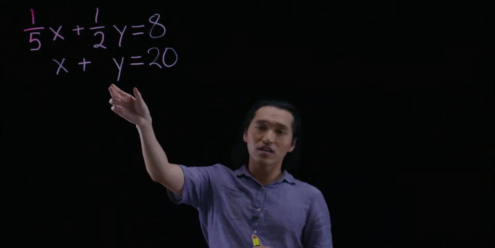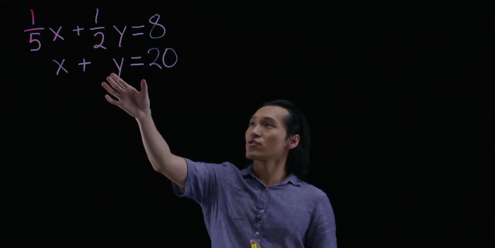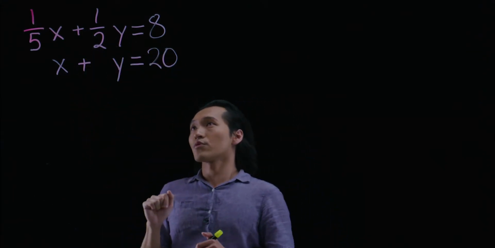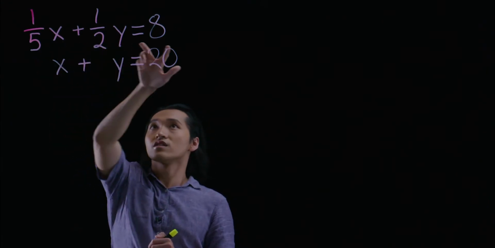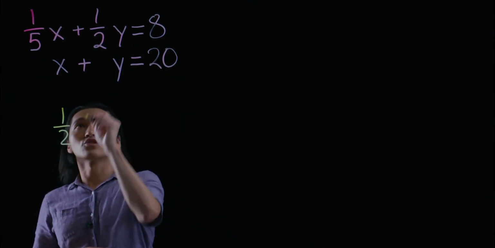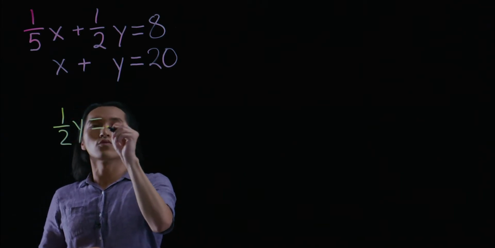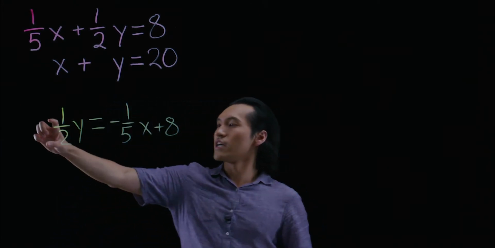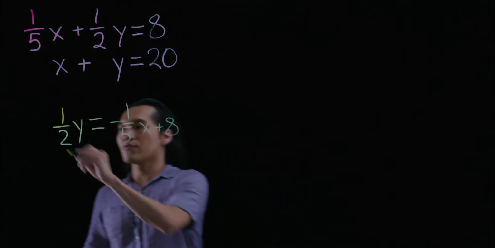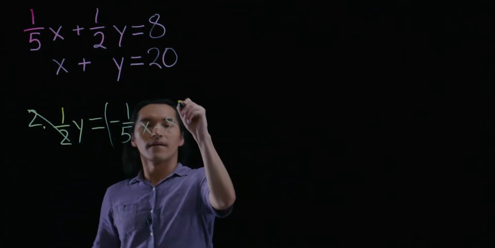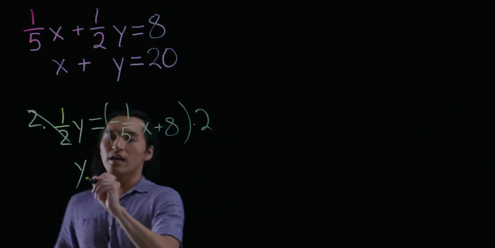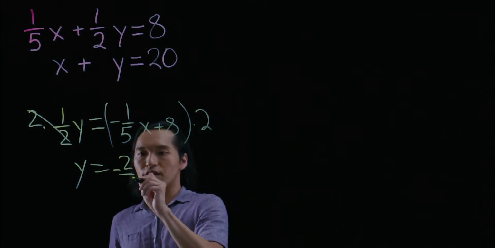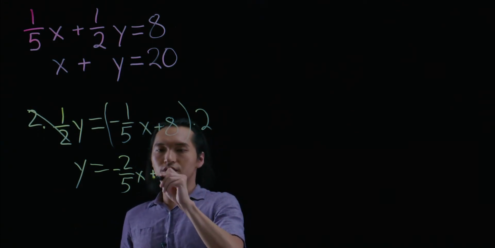So let's do it for the y's, because later on I want to graph these. So let's isolate the y's so that also puts it in a format that we can graph later on. To isolate the y in this top equation, we're going to subtract 1/5 x from both sides. That leaves us with 1/2 y is equal to negative 1/5 x plus 8. And then we can multiply both sides by 2 to cancel out the 1/2. So now we're left with y is equal to 2 times negative 1/5, which is negative 2/5 x, plus 2 times 8, which is 16.